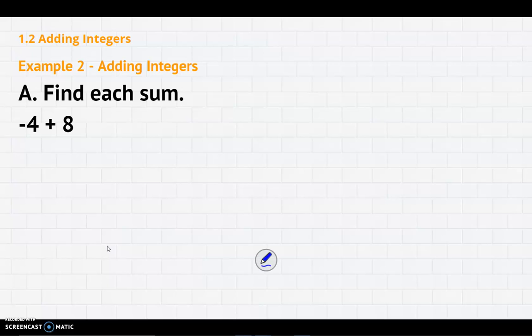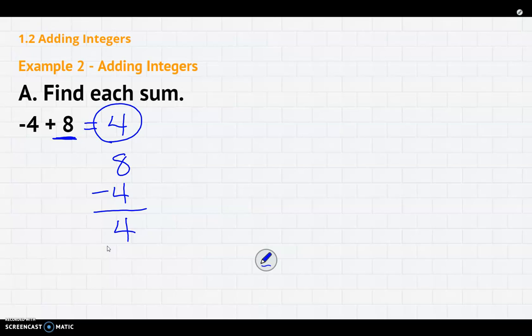And our rule says, hey, they have different signs. And when they have different signs, we subtract them. So 8 minus 4 is 4. Okay, and then we have to decide what sign it is. Well, the 8 is the bigger number of the two, and that's a positive number, so your final answer is a positive 4.